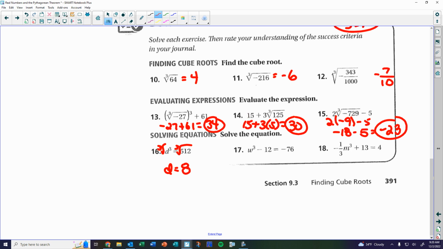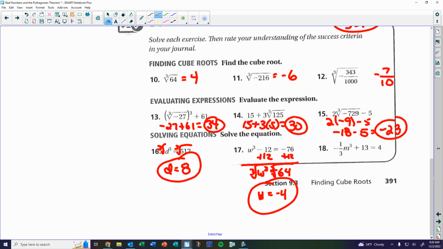For 17, I got to get rid of the 12 first. And how can I get the 12 over there, Molly? Yep, we got to add it. So we're plus 12 to both sides. I get w to the 3rd power equals negative 64. And then to get w by itself, we cube root both sides. What's the cubic root of negative 64? Negative 4 is your answer. Yep. So 8 was the first one. Negative 4 was 17.